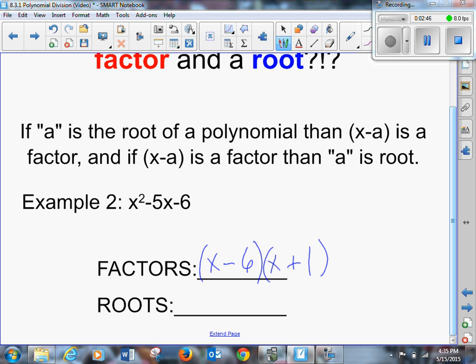In order to find the roots, I use the zero product property. So I can set each one of these factors equal to 0. And then when I solve for x, I get my roots, or my solutions. I get x equals 6 and x equals negative 1. And those are called my roots.